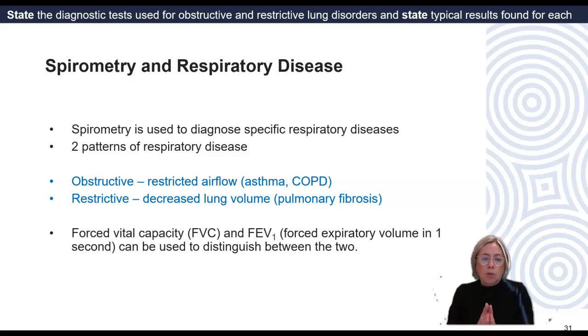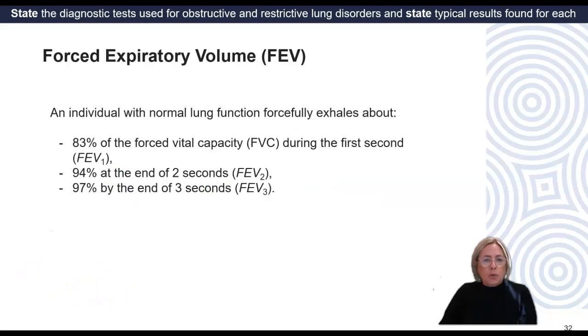So we can use the forced vital capacity and the forced expiratory volume in 1 second to distinguish between the two. And I just want to talk a little bit about the FEV1 before I show you a couple of graphs that help us to diagnose obstructive and restrictive. With this forced expiratory volume, an individual with normal lung function can forcefully exhale about 83% of all of that air that they took in during the 1st second. That's the FEV1. 94% should be exhaled by the end of 2 seconds, and 97% by the end of the FEV3, or by the end of 3 seconds.